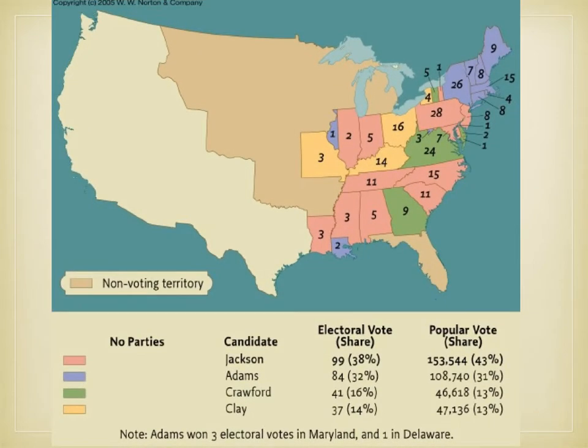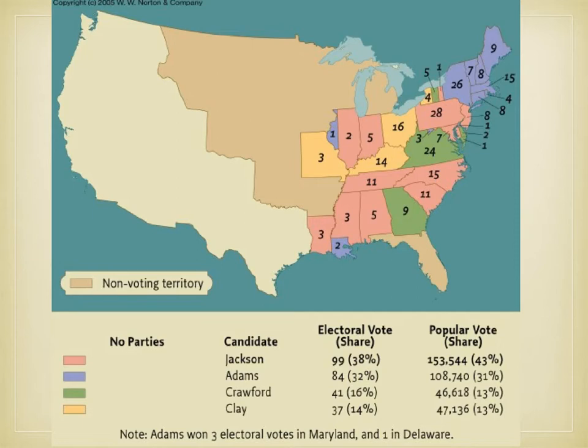Jackson wins the electoral vote and the popular vote, but because he does not have a majority of electoral votes, as required by the Constitution, the election goes to the U.S. House of Representatives. In the U.S. House, Henry Clay from Kentucky was the Speaker, and although he was a candidate for president, was not one of the top two finishers, meaning he was ineligible for the presidency.